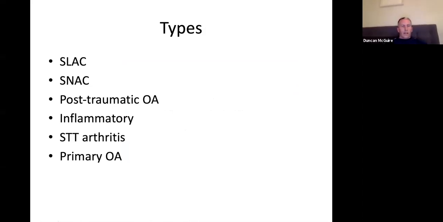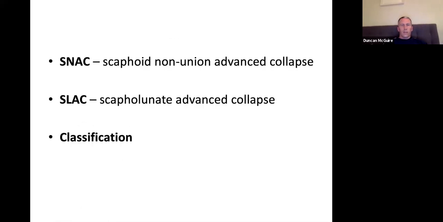So SLAC, SNAC. SLAC is scapholunate advanced collapse. SNAC is scaphoid non-union advanced collapse. Then post-traumatic OA, inflammatory arthritis, STT arthritis, and primary OA. Okay, so as I said, that's what they stand for: scaphoid non-union advanced collapse and scapholunate advanced collapse.